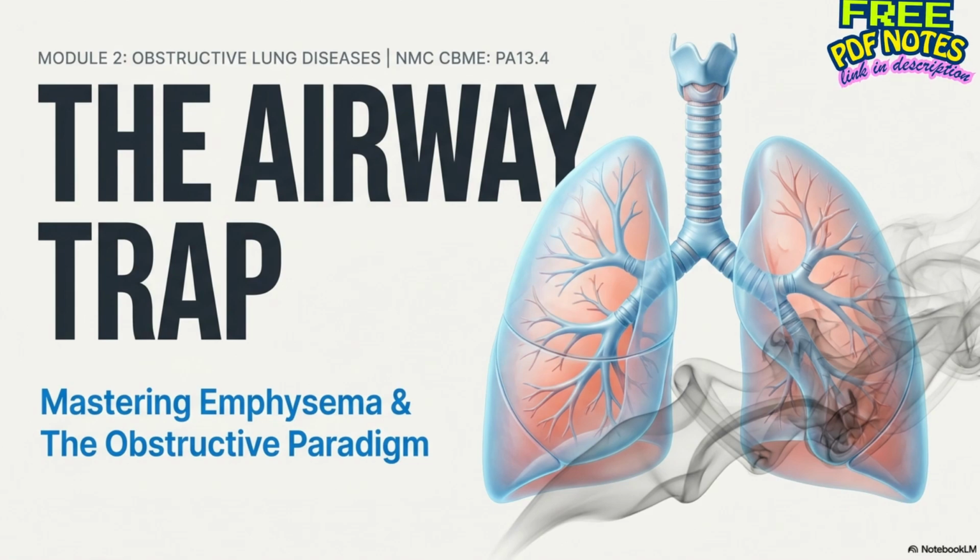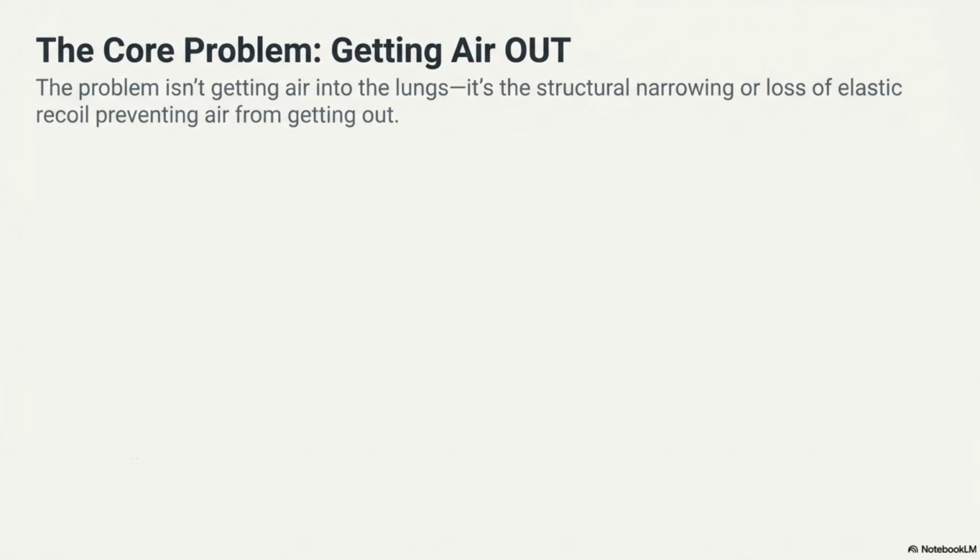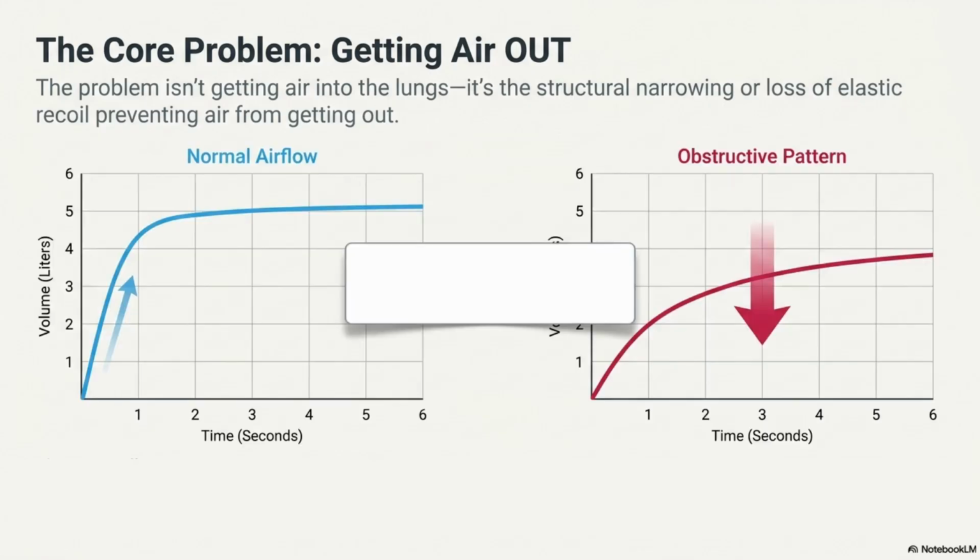Let's get into it. To understand obstructive lung disease, you have to understand the core problem: getting air out. The problem isn't getting air into the lungs. It is the structural narrowing or the loss of elastic recoil that prevents air from getting out. Look at the graphs on your screen. On the left, we have normal airflow where volume peaks rapidly, but on the right, look at that obstructive pattern curve. It is sluggish, flattened, and takes much longer.